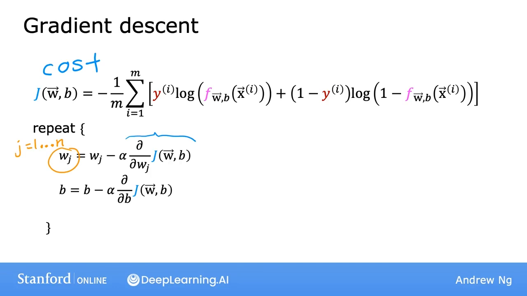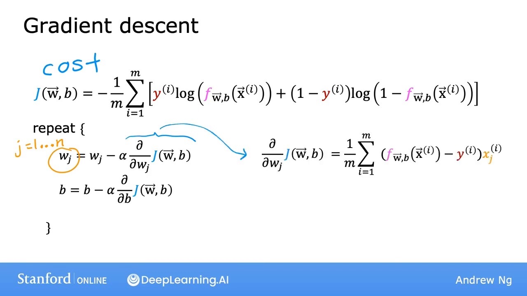If someone were to apply the rules of calculus, you can show that the derivative with respect to wj of the cost function capital J is equal to this expression over here. It's 1 over m times the sum from 1 through m of this error term, that is f minus the label y, times xj. Here, this x^(i)_j is the jth feature of training example i.